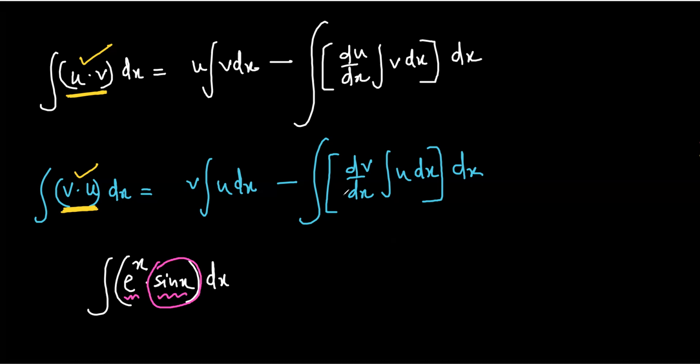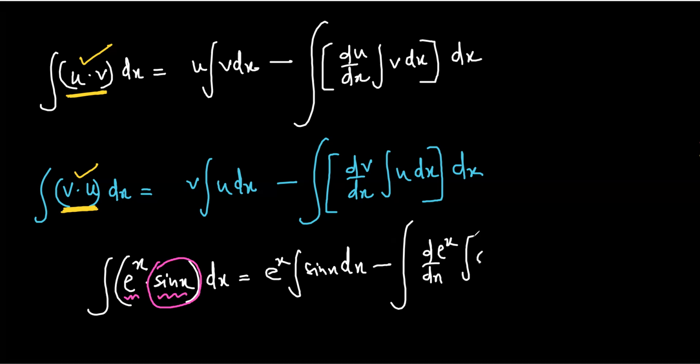So if I write e raised to x into sin x dx, and I begin in that case, the right hand side will look like e raised to x integration of sin x dx minus big integral d by dx of e raised to x integral sin x dx and the whole dx, if I choose to write this way.